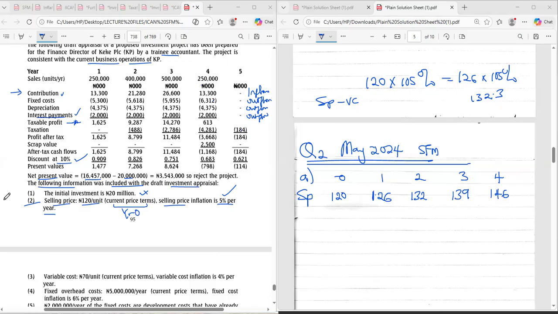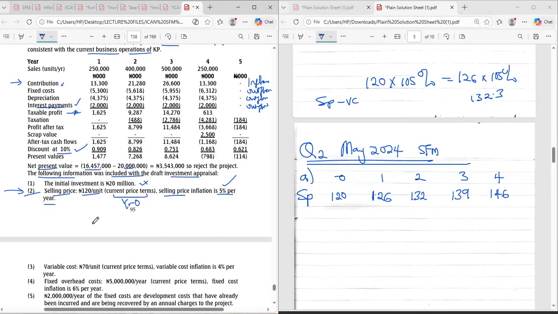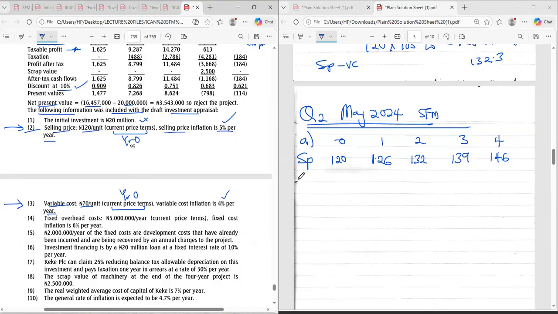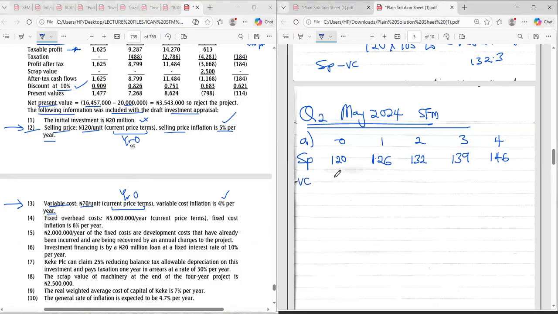All right, now look at item number 3, that's where we are. Variable cost is 17 naira per unit, current year price. So this is at what year? Year 0. Variable cost inflation is 4% per year. So the variable cost is 17 naira, inflated by 4%. What do we have in year 1?